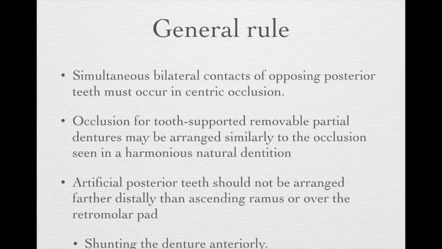When we have a tooth-supported RPD design, the occlusion can be arranged similar to the occlusion seen in harmonious natural dentition. That means when patients have a tooth-supported RPD, we might want to create an occlusion like the patient had before. When we set up artificial posterior teeth, they shouldn't be set up distal to the ascending ramus or over the retromolar pad, because we don't want to create sliding of the RPD. This concept is similar to complete dentures.